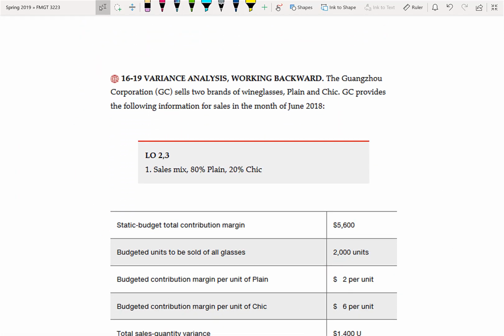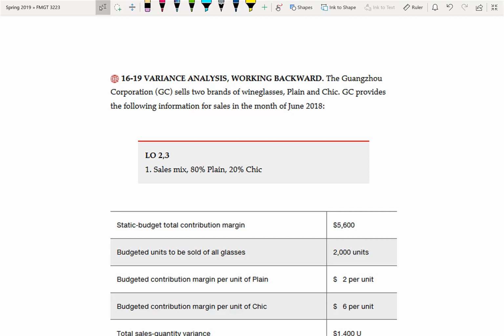The next question we're going to look at is 16-19. The Guangzhou Corporation, and they sell two brands of wine glasses, plain and chic. What's interesting about this question is you actually have to work backwards to solve it, and this one's a little bit challenging, so we're going to go through this more slowly than we typically have done with some of the other problems that we just looked at. Okay, so just give me a quick second here to grab some notes, and we'll get right into this here. Okay. We are going to actually have to solve a couple of systems of equations to get through this question, and again, we're going to work through it slowly, so let's do it.